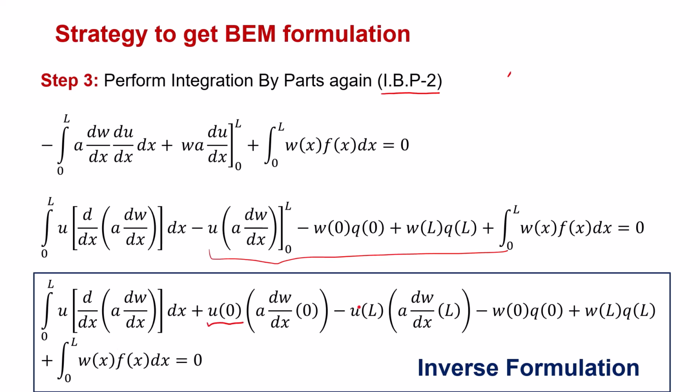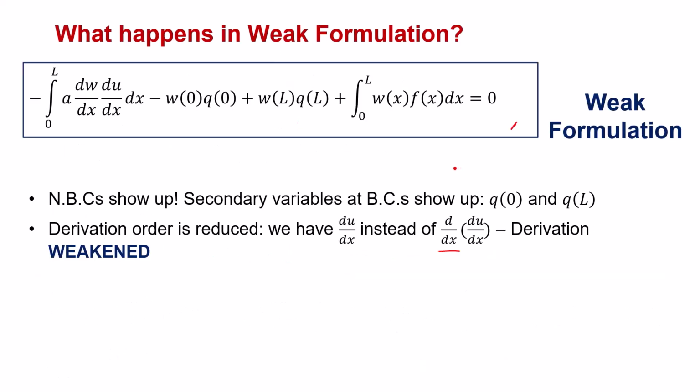So we have u0, uL, q0 and qL. All of them are now shown in the inverse formulation after integrating by parts for the second time. This is the essential idea of the boundary element method. Instead of solving throughout the domain as FEM does, BEM expresses the entire problem in terms of boundary variables only, making it especially powerful for problems with infinite or semi-infinite domains.